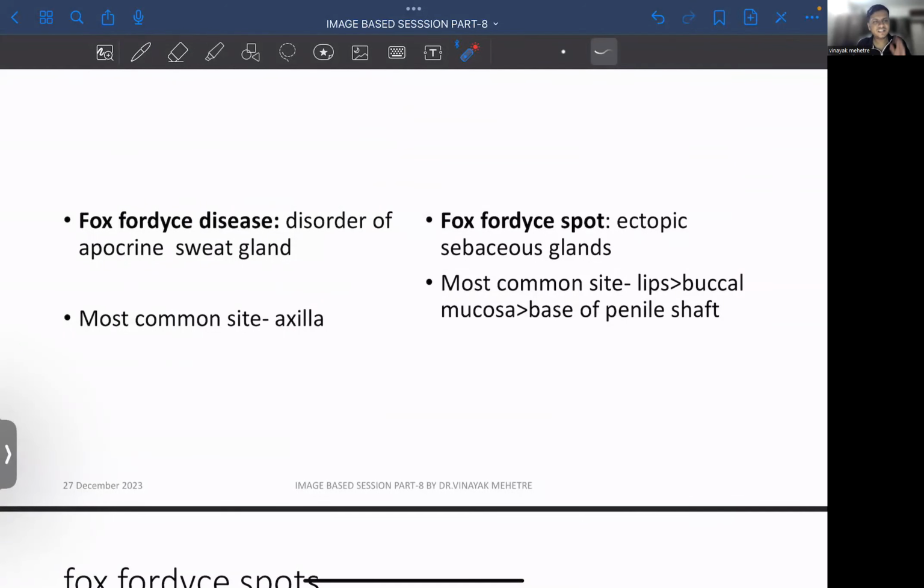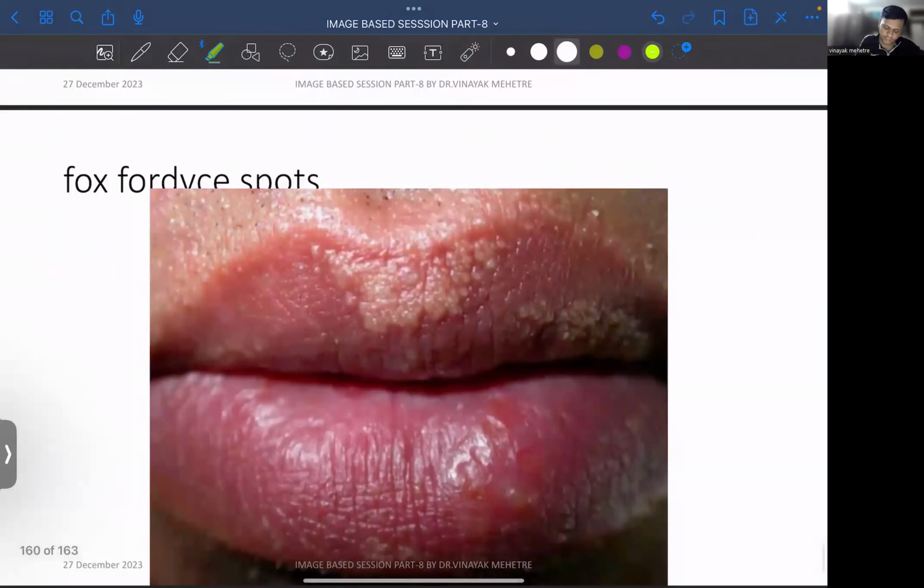Fox Fordyce disease and Fox Fordyce spot is different. Names do sound similar. Remember, Fox Fordyce disease लिखा है, the answer is apocrine gland. Okay. And Fox Fordyce spot means ectopic sebaceous gland. Okay, ectopic sebaceous gland. ये easy question भी पूछे जा चुके हैं. And it will be present most commonly in the upper lip. ठीक है.